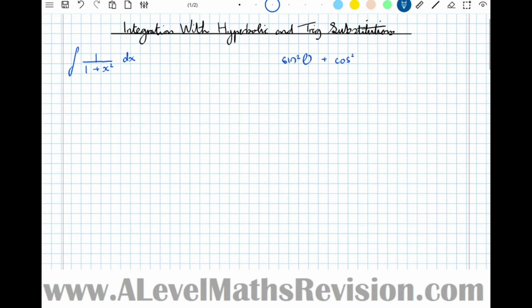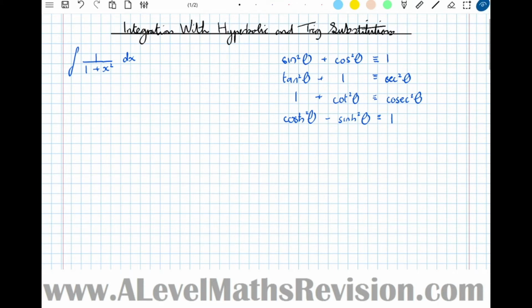Sine squared theta plus cos squared theta is identical to 1. Dividing by cos squared theta, we get tan squared theta plus 1 is identical to sec squared theta, and then dividing the top one by sine squared theta, we get 1 plus cot squared theta is identical to cosec squared theta. And the hyperbolic identity, cosh squared theta minus sinh squared theta is identical to 1. So these four identities here are going to help us do the integration.